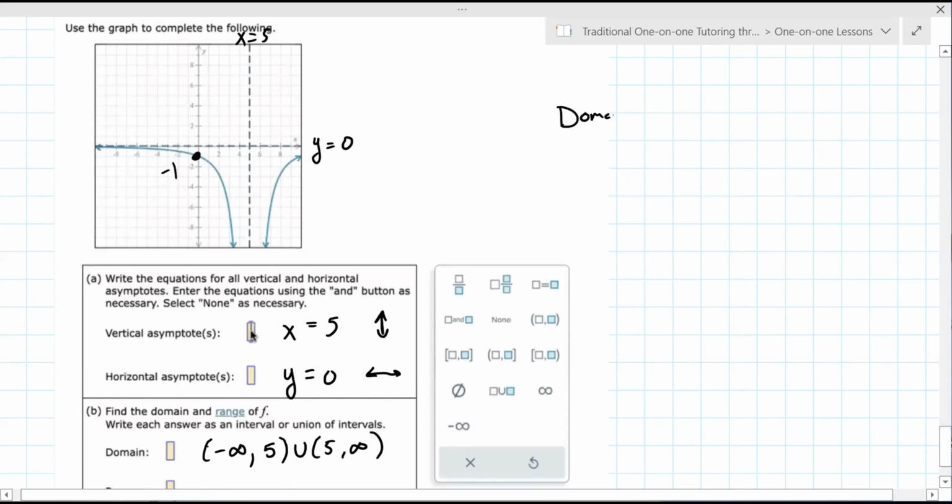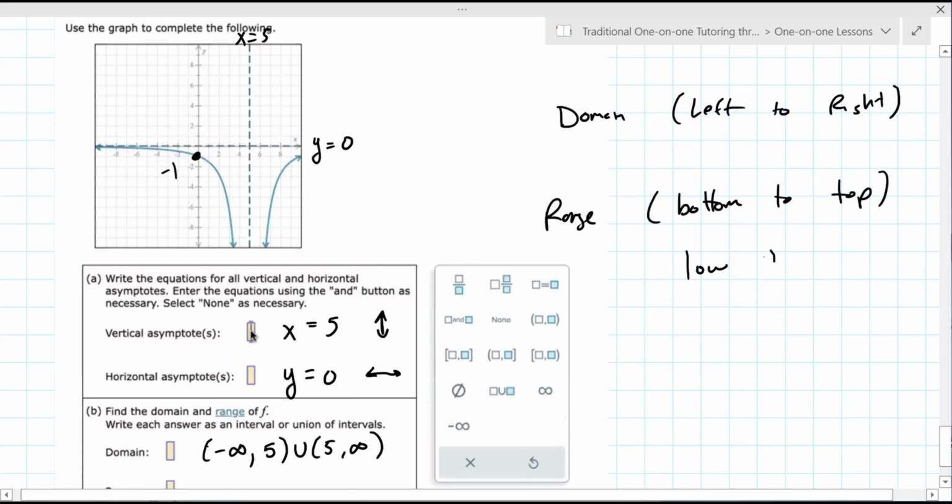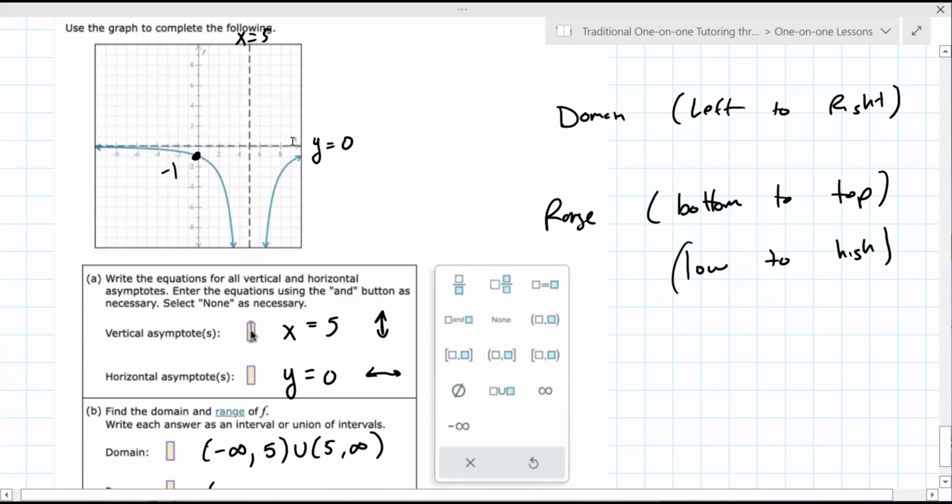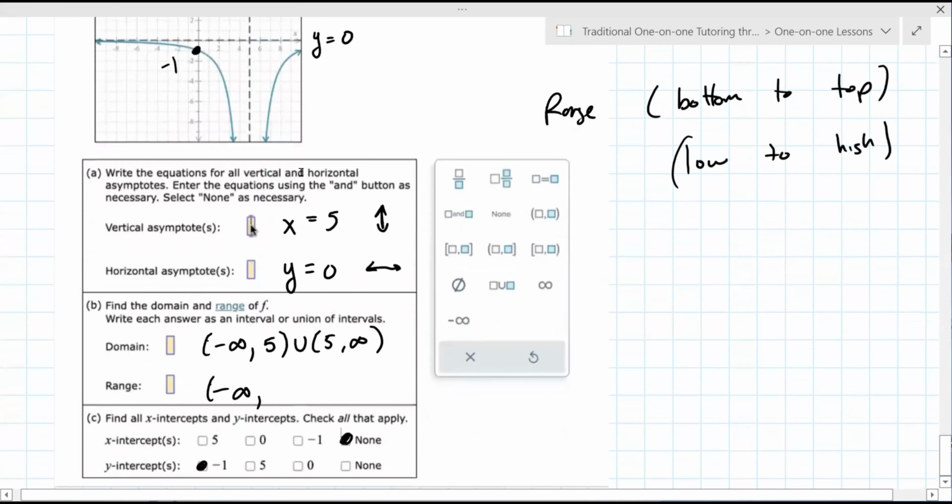I'll write this over here. Domain is from left to right. Let me know when you're ready for the range. Yeah, I'm ready. So for the range, I wrote bottom to top, and some students prefer low to high. It's whatever you prefer, but you're generally starting at -infinity. Now, notice it goes up to, but it doesn't pass that horizontal asymptote. So it just stops at 0. It never goes higher than 0. Sometimes it's min to max is even another one.